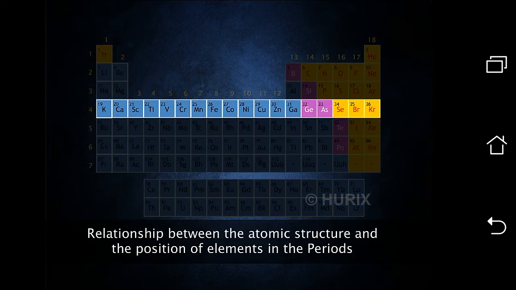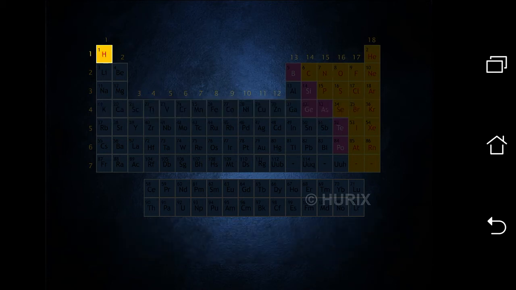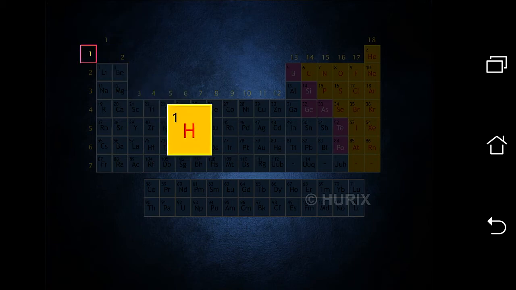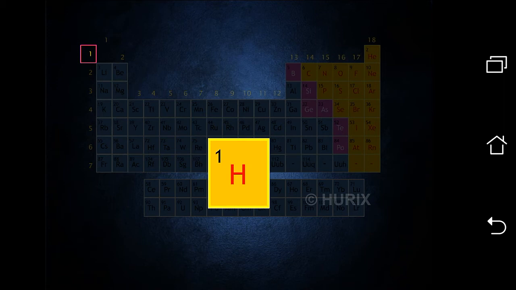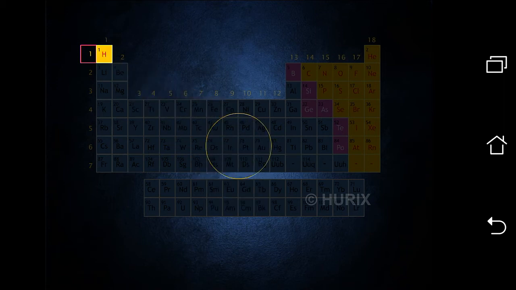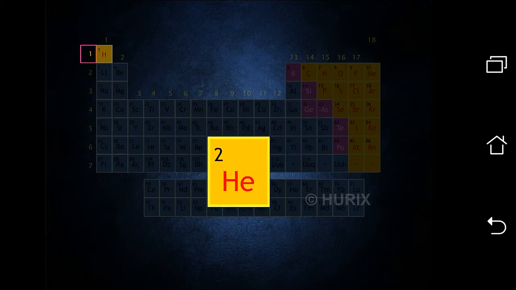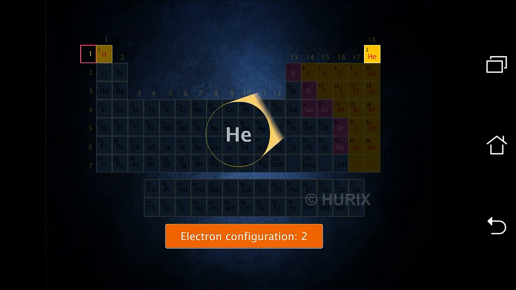Is there any common feature that links the elements in a given period of the periodic table? Let's take a look at the hydrogen atom. It belongs to period 1. Its atomic number is 1. It has 1 electron and 1 electron shell. The second element in the first period is helium. Its atomic number is 2. Helium has 2 electrons, and they both occupy 1 electron shell.